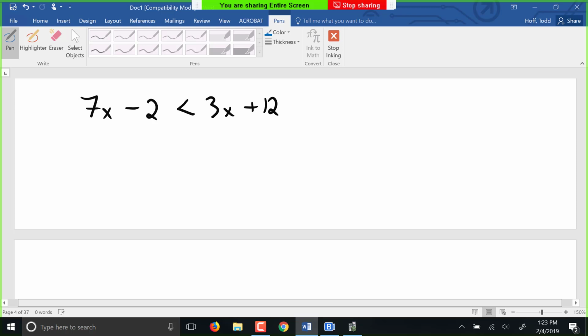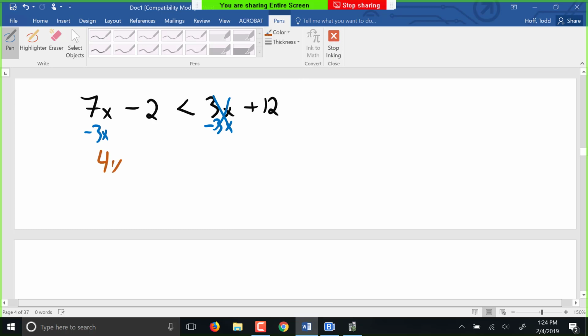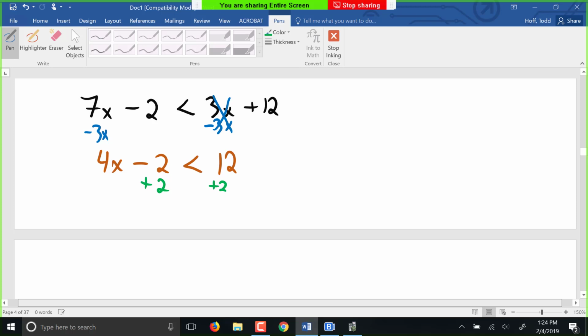Which one do we get rid of? The 3x, and we subtract it. Of course, we have to subtract it from both sides. We'll subtract it from the 7x on the left side. What do we get? 4x minus 2 is less than 12. Now the variable appears only once, so now we are able to start to solve this. What do we do next? Add 2. So 4x is less than 14.